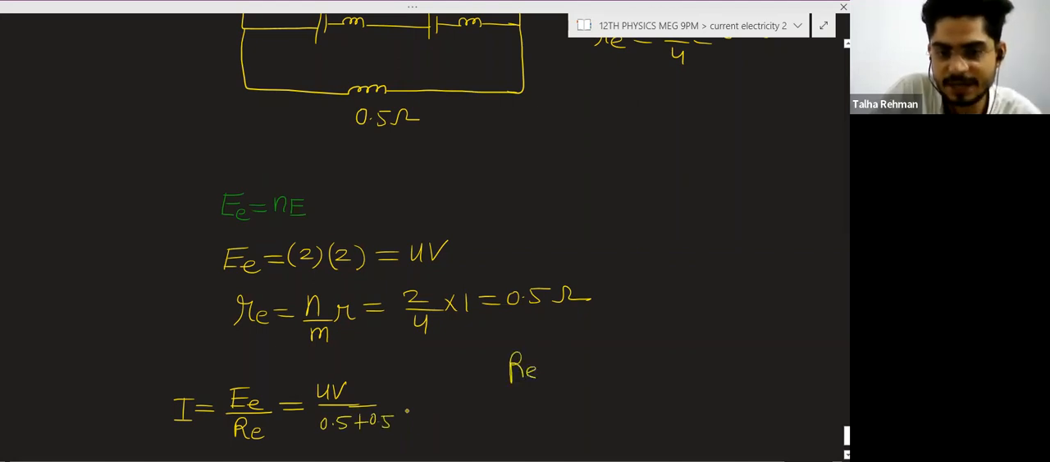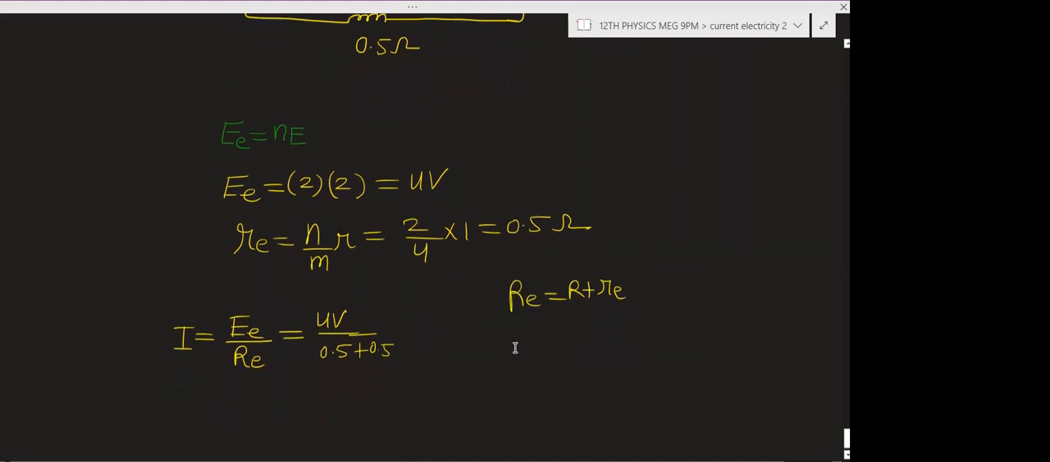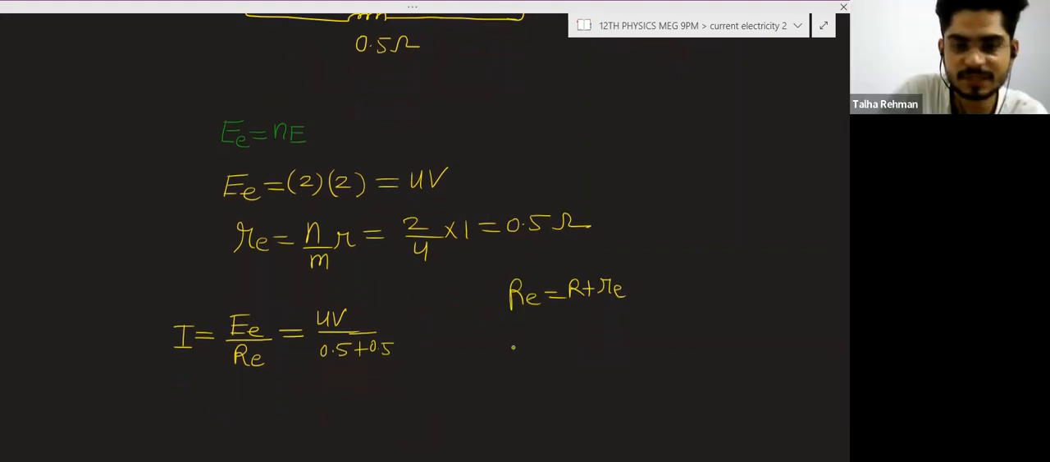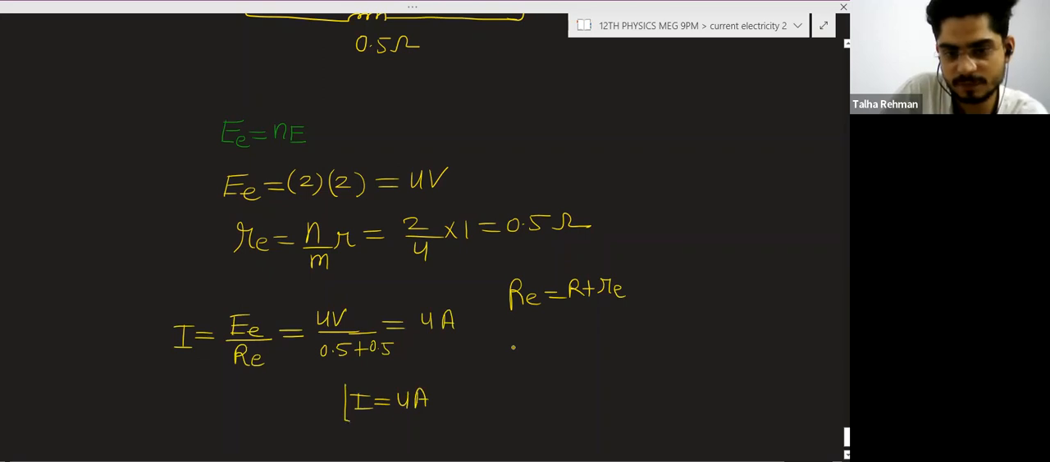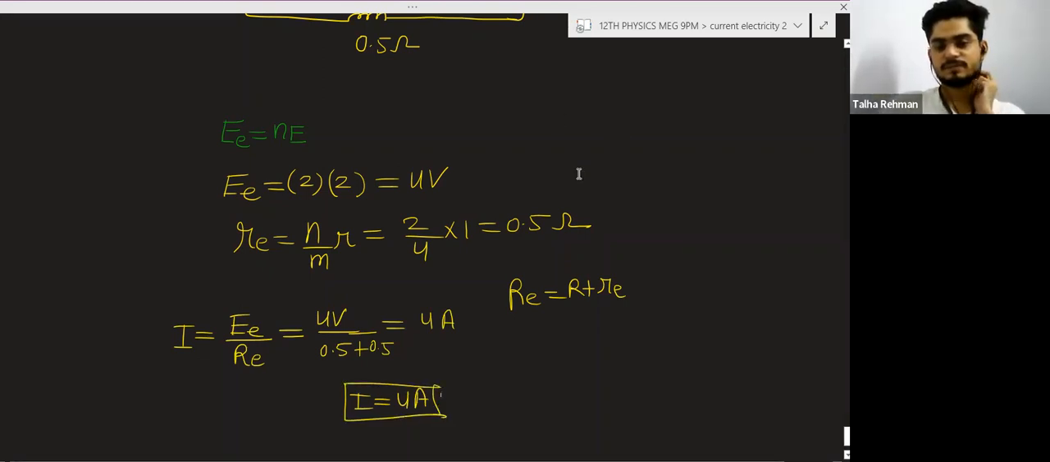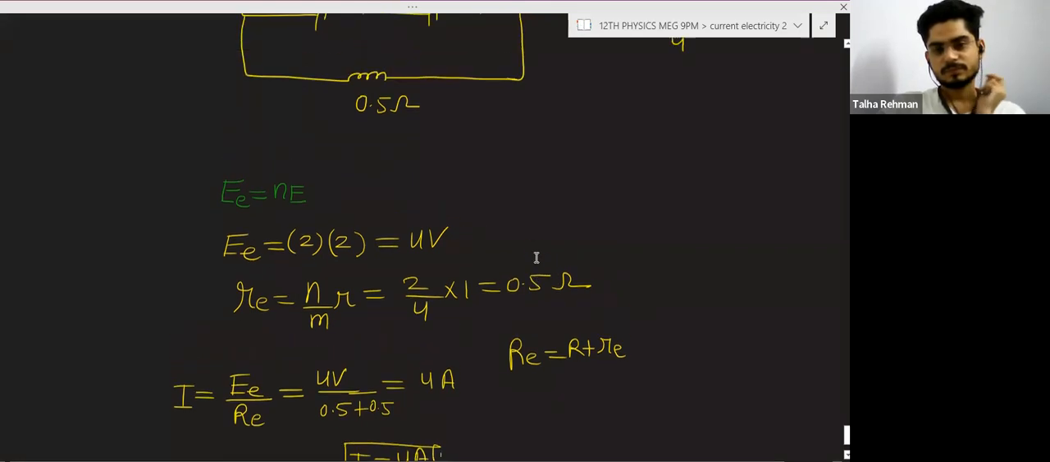Why? Because the total resistance is capital R plus r. You will take the external resistance plus internal resistance for the equivalent resistance. So what is the answer? 4 by 1, which means 4 ampere. So current will become 4 ampere. So this is the case.